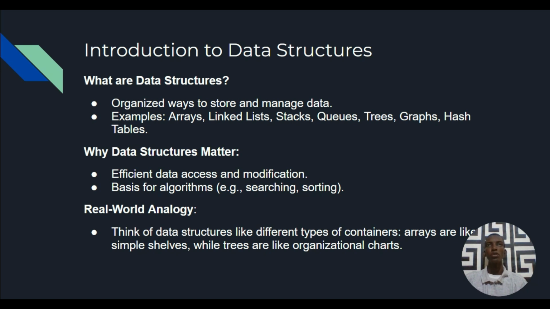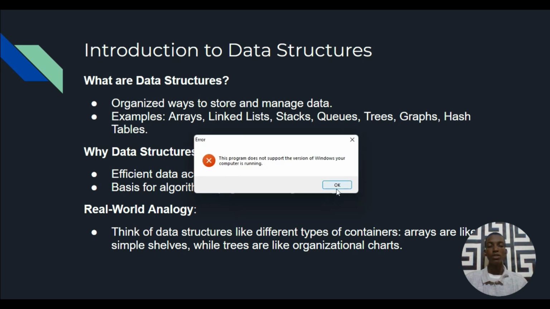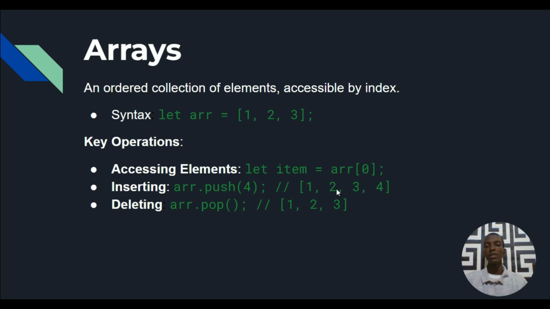But now imagine I have a bookshelf whereby I arrange according to the author, the genre, and the rest. At this point you're able to get the books you want easily. Now, why does data structure matter? It matters because it helps in efficient data access and modification, and it's also the basis for algorithms. Think of data structures like different types of containers. Arrays are like simple shelves, while trees are like organizational charts.